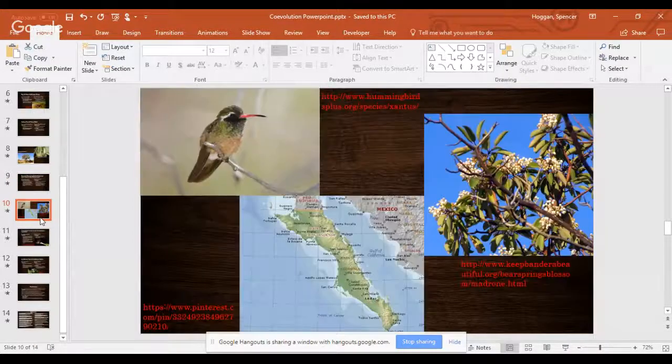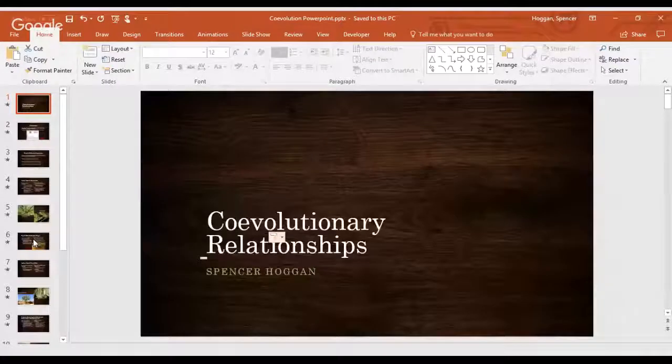And here's a picture of our Xantus's hummingbird. You can see the beak. And we have our blossoms for the Texas madrone tree, and then over here we have the study area of Baja California Sur. So as you can see, these green areas indicate nice vegetation areas, but then they're surrounded by ocean on one side and desert on the other side. So they're in pockets together. So they've evolved because they know that they're going to have a reliable partner.